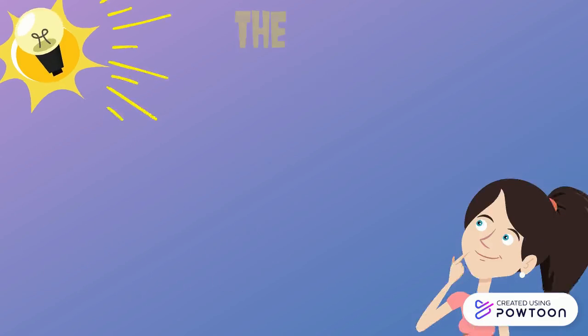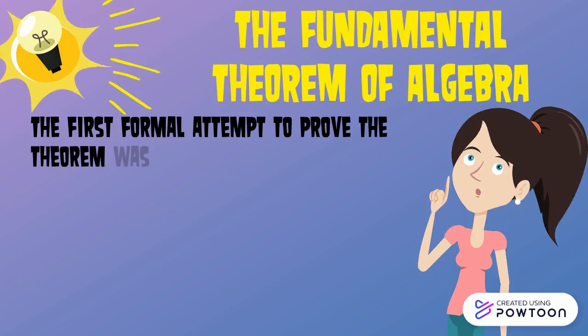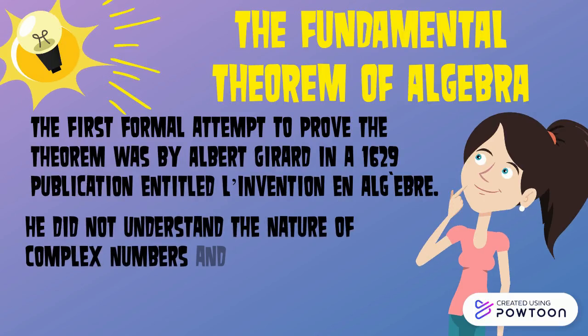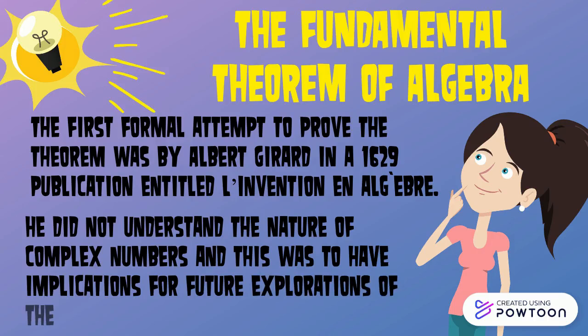The first formal attempt to prove the theorem was by Albert Girard in a 1629 publication entitled The Invention in Algebra. He did not understand the nature of complex numbers, and this was to have implications for future exploration of the problem.